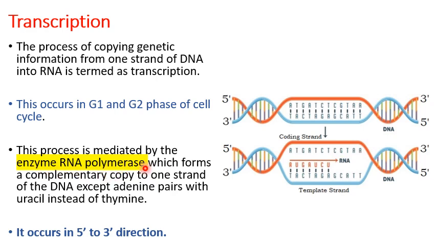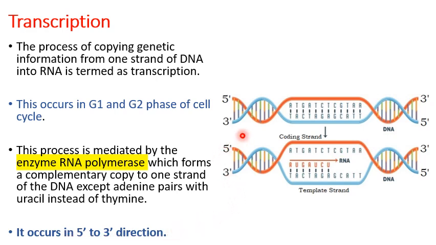This RNA polymerase forms a complementary copy to one of the strands of the DNA, except it will be incorporating ribonucleotides, and where adenine is present on the DNA, that will pair with uracil on the RNA chain instead of thymine. And as DNA replication also occurs in 5' to 3' direction, so does transcription. It occurs in 5' to 3' direction.